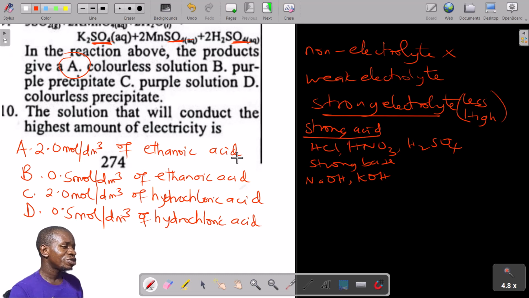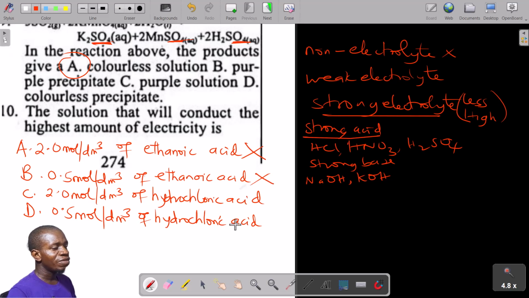Let me not waste much of your time here. First of all, let's talk about, do we have non-electrolytes? Let's look. We don't have non-electrolytes here. Do we have weak electrolytes now? Yes, we have weak electrolytes. And our weak electrolyte is ethanoic acid, so we'll remove it.